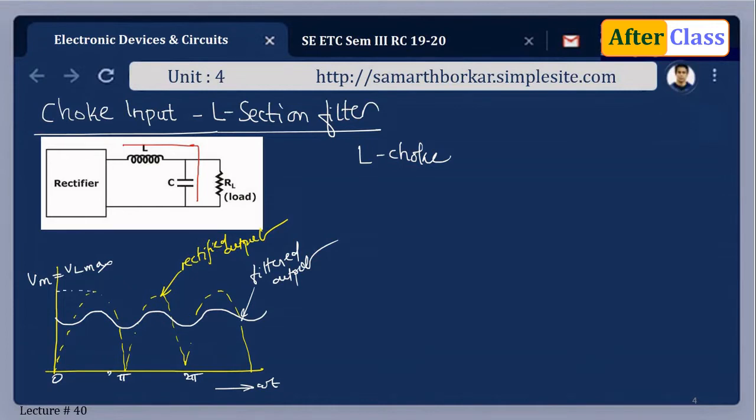Fine. So basically, why do we require these filters? We had discussed in the previous lectures that the output of our rectifier contains a DC component as well as an AC component, and these filters are used to minimize the undesirable AC signal, that is the ripple signal, leaving behind only the DC component to appear at the output.